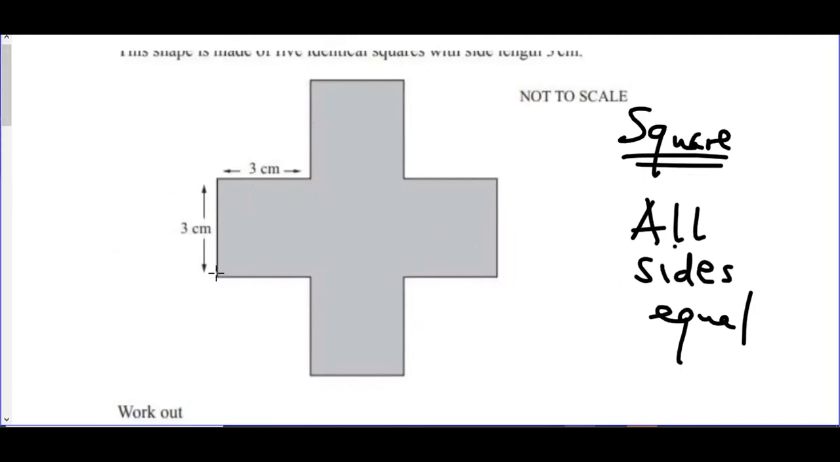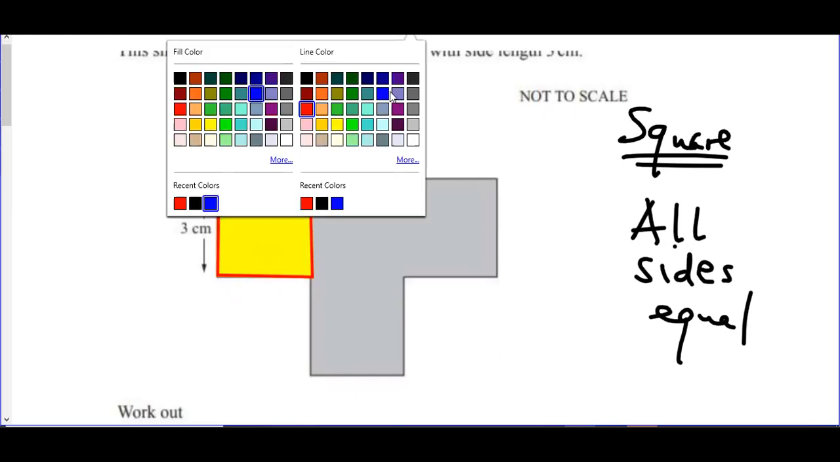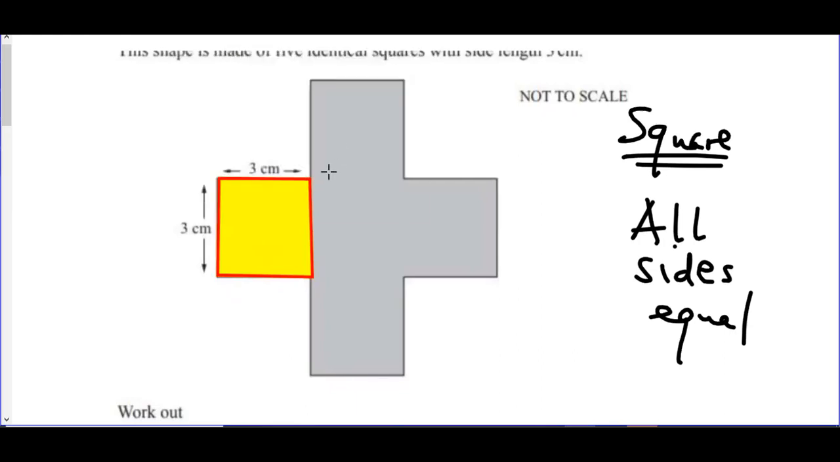So what we're going to do is to cut this shape into squares because they say there are 5 squares. So let us check if we have 5 squares here. The first one will be located somewhere here. Okay, so I got the first square. And the second square will be here. That will be the second square.